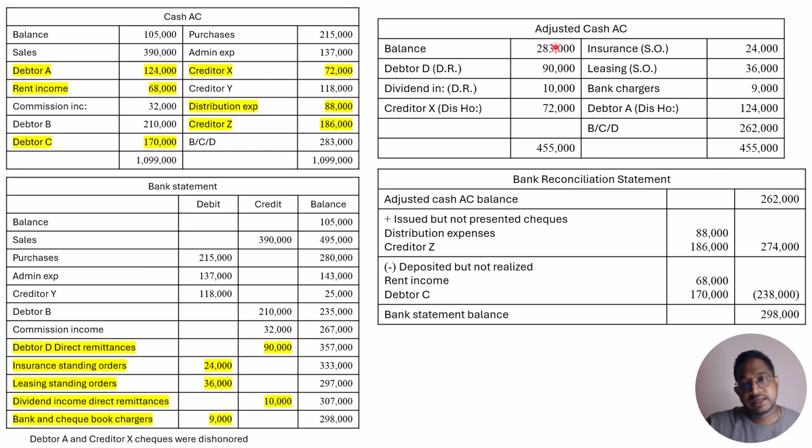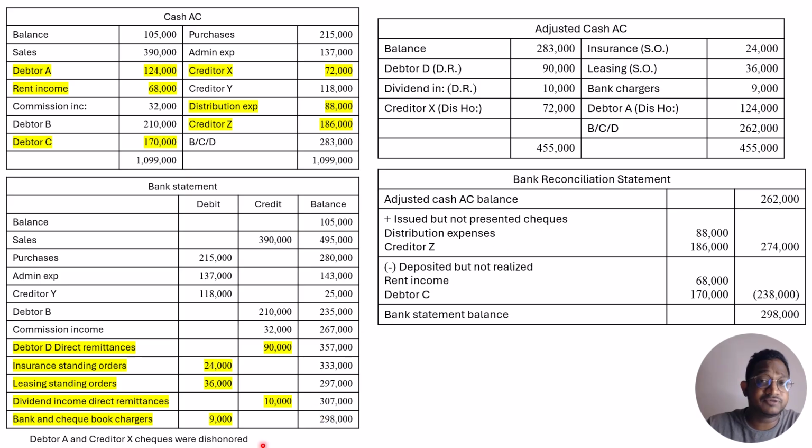In the adjusted cash account, the balance brought forward from the cash account is 283,000, and that is the balance you have to adjust. First, in the bank statement there are direct remittances, so you debit them to the adjusted cash account: debtor D and dividend income direct remittances. The standing orders and the bank charges you credit to the cash account. The standing orders are insurance and leasing, plus the bank and checkbook charges.